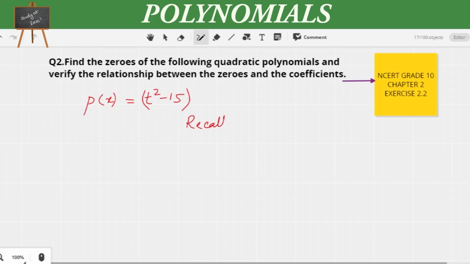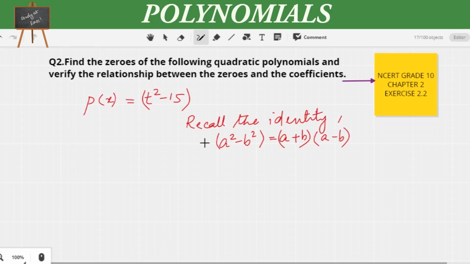Now t squared minus 15, let us recall one of the identities that we have learned earlier. And what is it? A square minus b square is equal to a plus b multiplied by a minus b. So we can apply the identity onto p of x. So it becomes p of x is equal to t plus root 15 multiplied by t minus root 15.